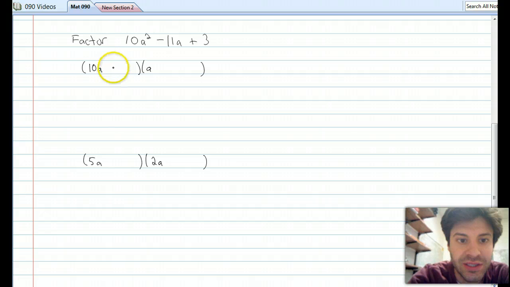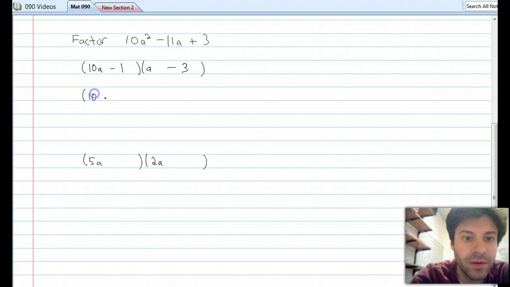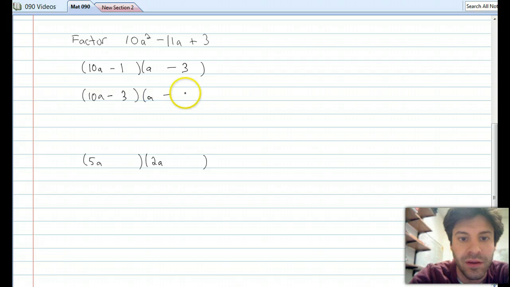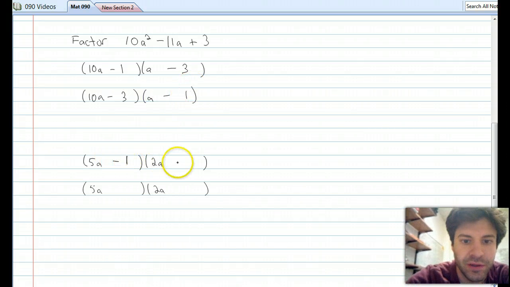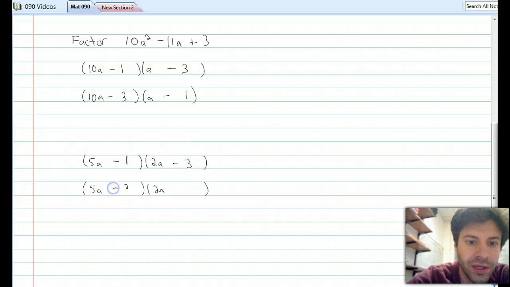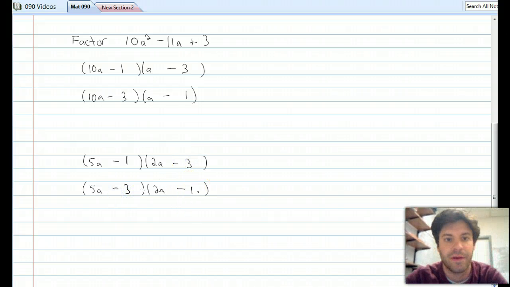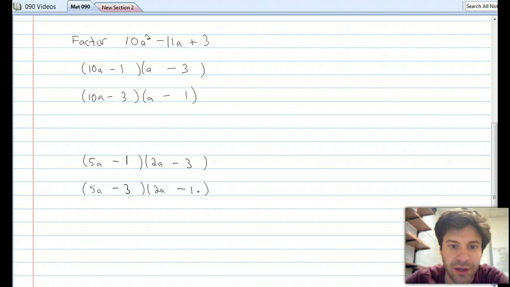So our possibilities now are -1 and -3, or -3 and -1. So we have the option of putting a -1 here and a -3 here, or a -3 here and a -1 there. Those appear to be our only really good options. Now which one is correct?